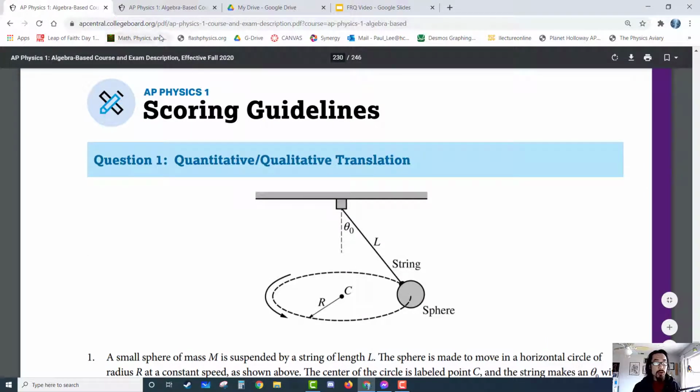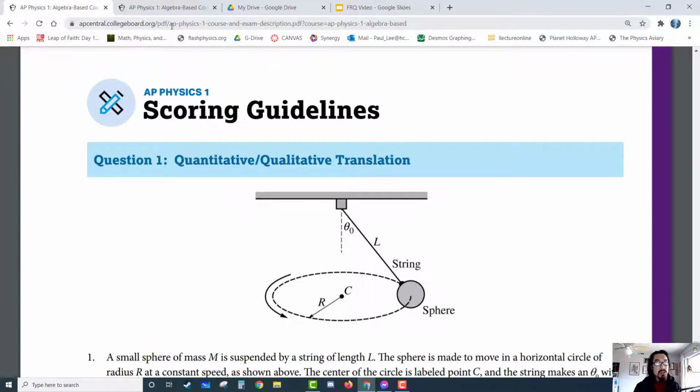So these are just my quick little tips. We'll get a lot of practice addressing these types of questions in class. But it's good to know what these questions are asking for.